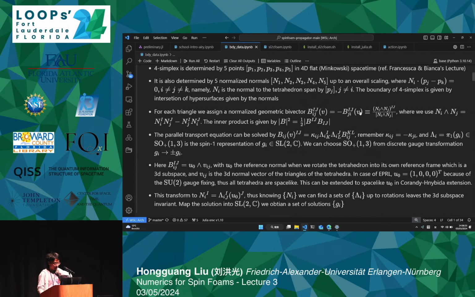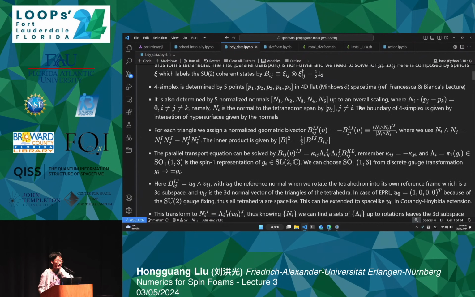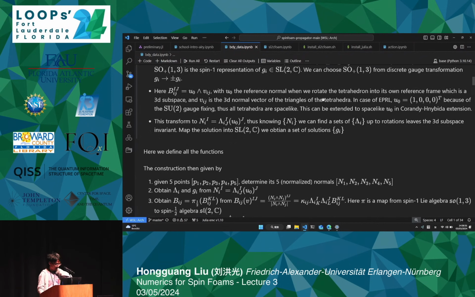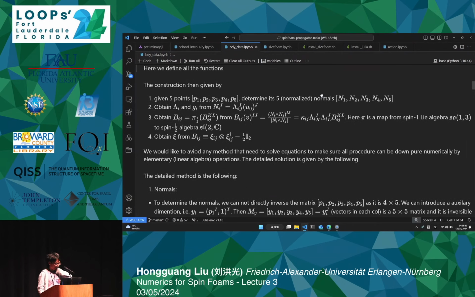I mean, one has many methods to build this. Basically the construction procedure is the following. Given 5 points, we first determine 5 normalized normals. And when we have the 5 normalized normals, we can obtain the group elements from the vectors. We know how to boost one vector to another one, and from here we can obtain the group elements.